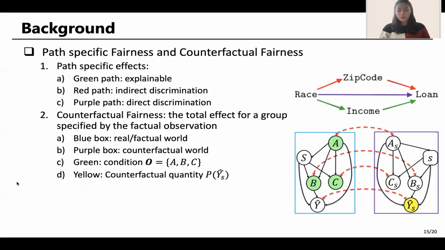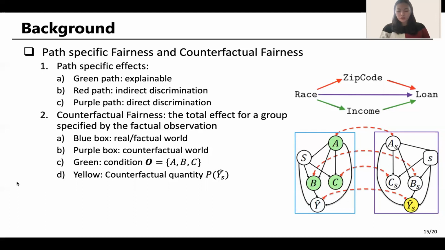Next, I will explain background for causal fairness learning. The green path effect is considered as explainable. The red path is considered as indirect discrimination. The purple path is considered as direct discrimination.